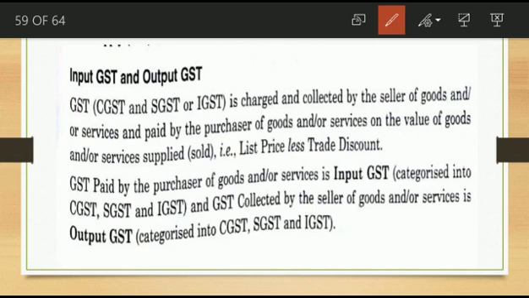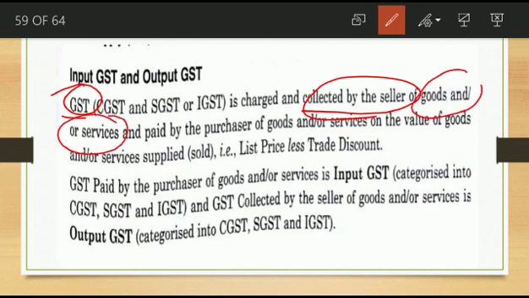Actually, who is collecting this GST? That is the question. Who is collecting GST? Whatever it is, CGST or SGST or IGST, this goods and services tax is collected by the seller of goods or services. Sometimes service rendering also has this tax. So at goods selling time or service rendering time, who is charging this GST? The seller is charging this GST.